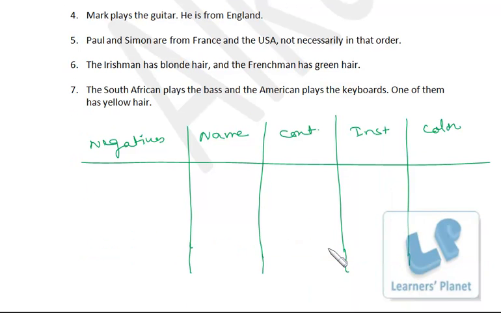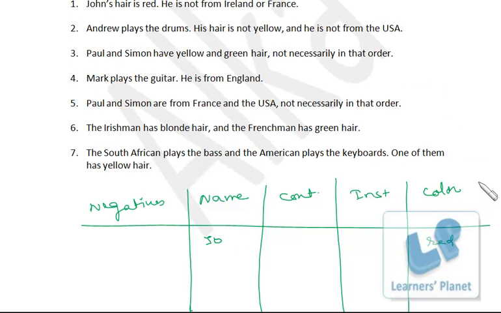So John's hair is red. So John and color red. He is not from Ireland or France, so negatives are Ireland and France. Then we have Andrew plays the drums. So it is Andrew and drums. His hair is not yellow and he's not from US. So yellow and US, we just take them as negatives.